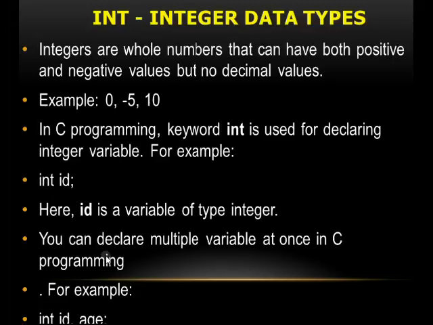Next, you can declare multiple variables at once in C programming. So the example here is int id, age. You can declare as many as you want depending on the program. Here id and age are 2 different variables of the type int.